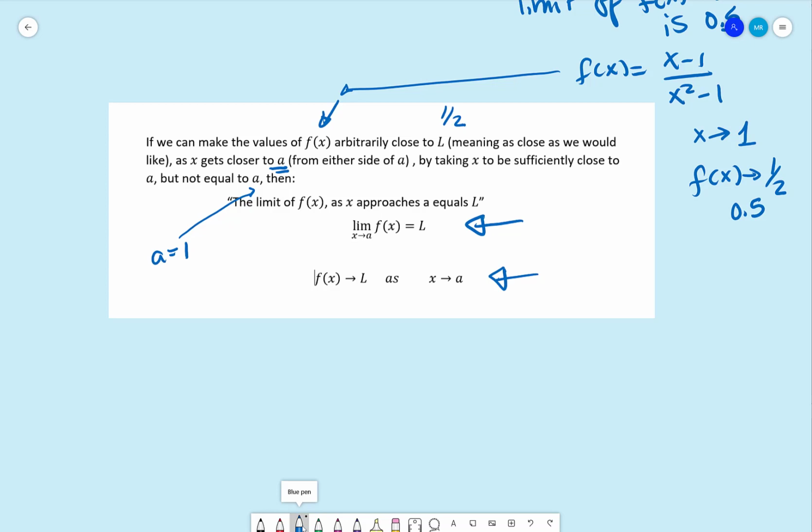Then, if we can do this without actually saying x equals 1, but we can get as close as we want to half by taking x as close as we want to 1, then we can say that the limit of this function as x approaches 1 is equal to half. And we write it in this format usually, but we also sometimes write it in this format. And this is the formal definition of a limit.